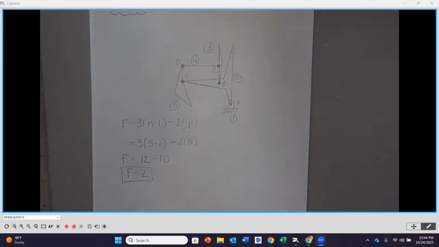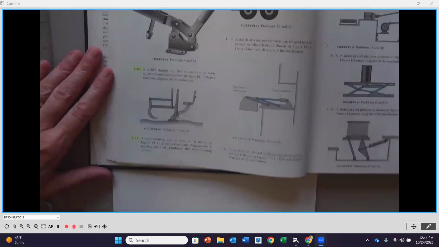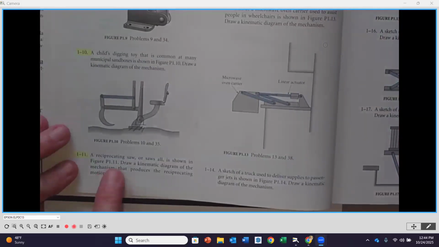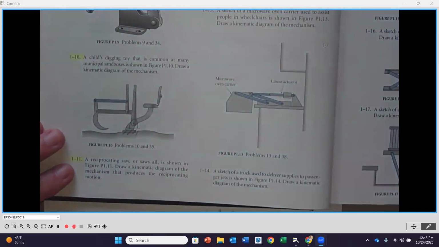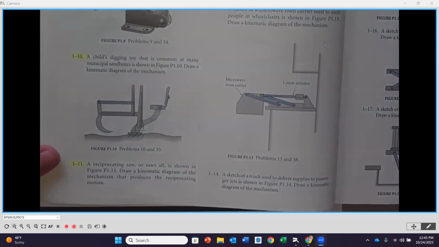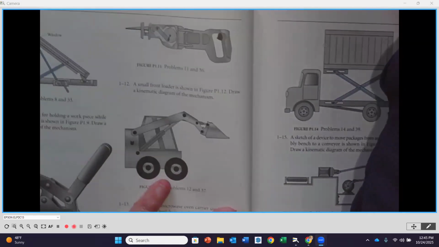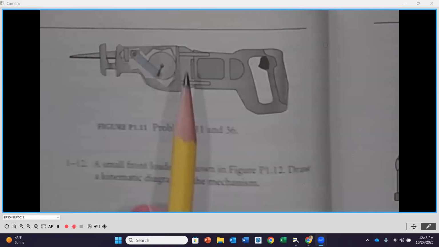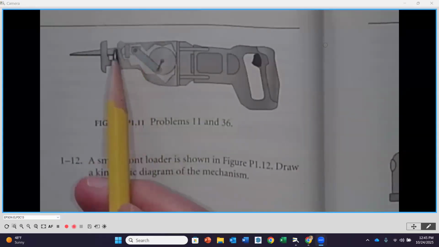Okay. All right. Then at the bottom of that same column on that page is number 111, which is assigned. But the problem or the picture is at the top of the next column. So this is a reciprocating saw, okay? And it says that they want us to draw the kinematic diagram, okay? And when we look at this, I'm going to zoom in here, okay? This is the mechanism. And it's this, if you would, circle, this link, and then the blade, okay?